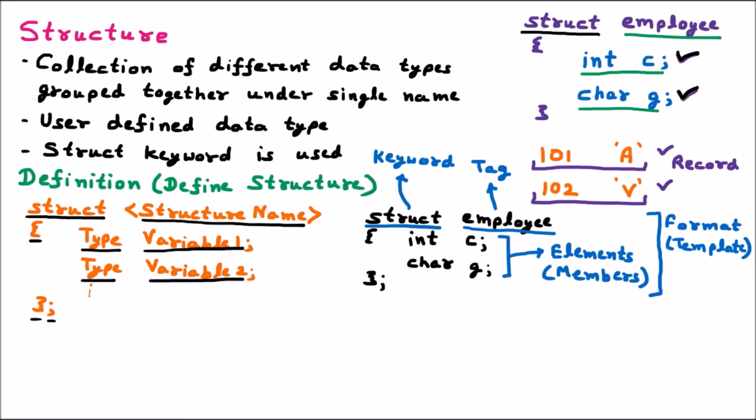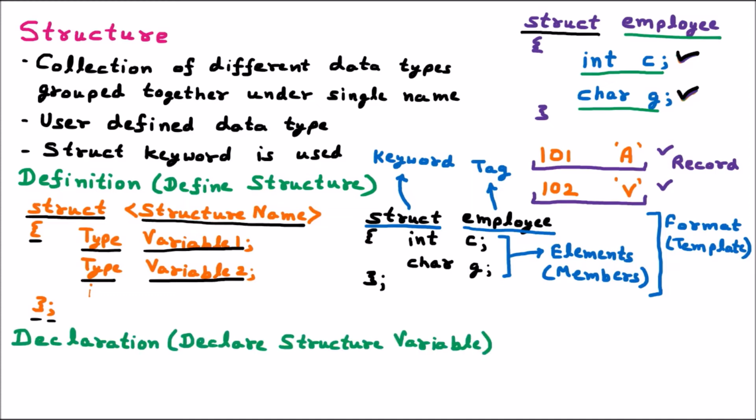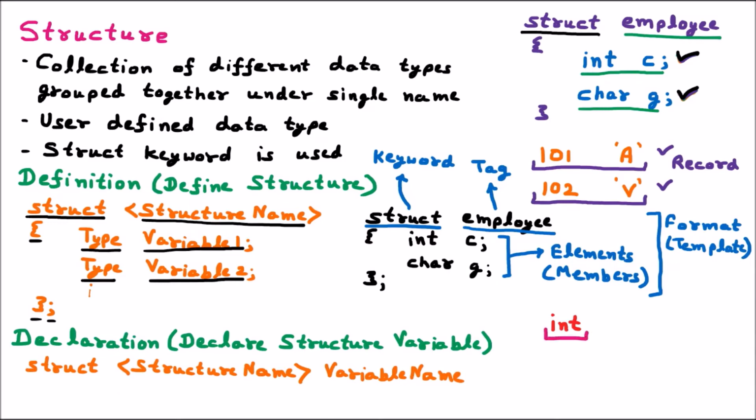So now we are learning the declaration, or we can say declaring the structure variable. For declaring the structure variable, we have a syntax. To understand that, I am taking an example here. We know that whenever we declare a variable, we first of all say its type. We say int. We know that int is the system defined data type. So this int definition is already present in the system.